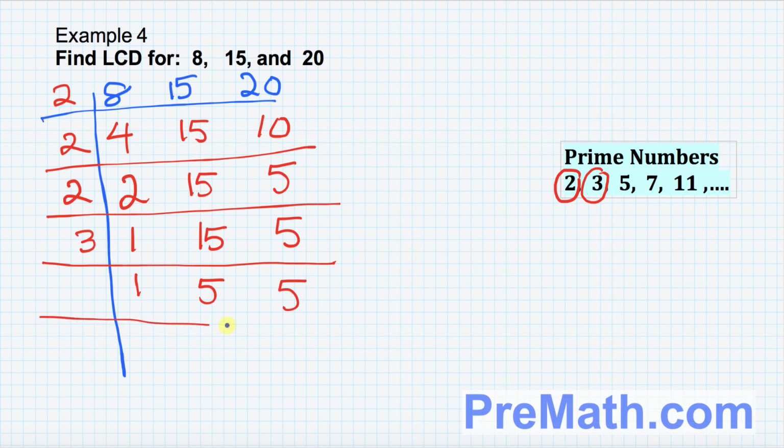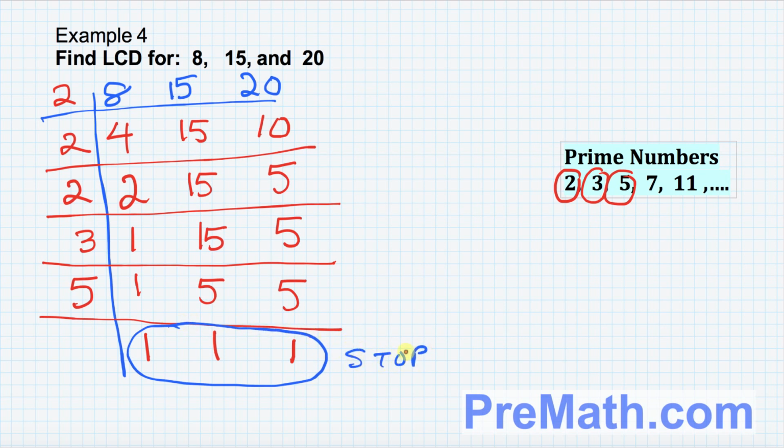What is going to be our next number? That's going to be, of course, 5. So I'm going to put down 5 right up here. Since 5 doesn't go into 1, you just leave it 1. 5 goes into 5 once. 5 goes into 5 once. So that's pretty much it. And you can see over here all the ones show up. So that means this is our stop sign.